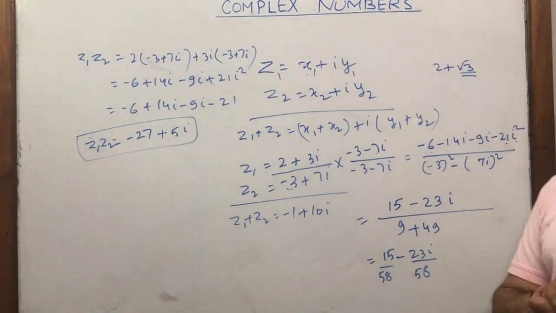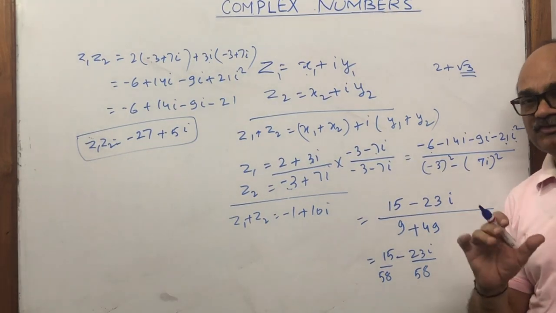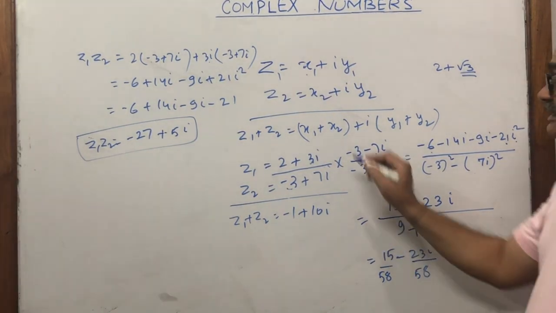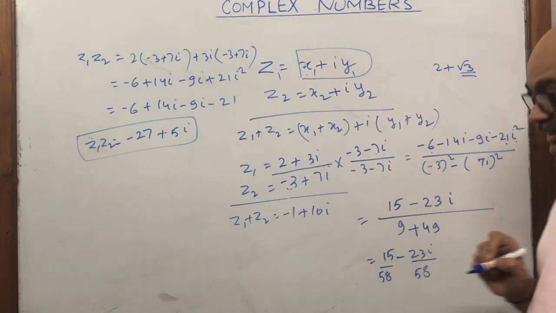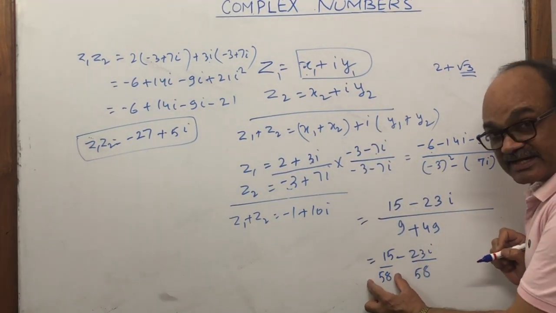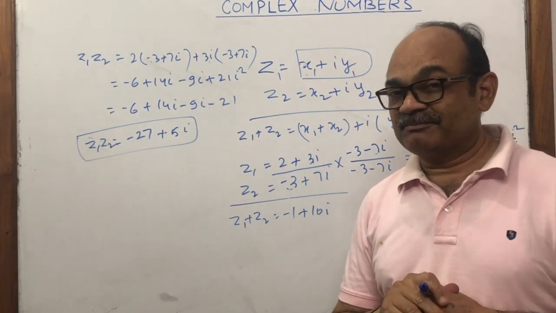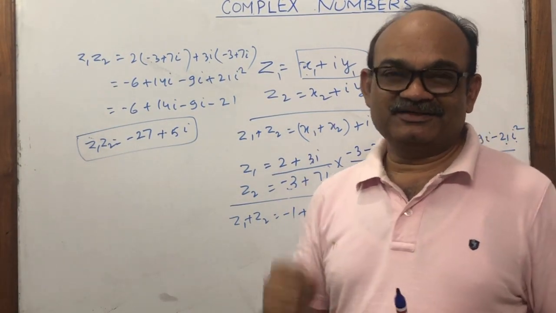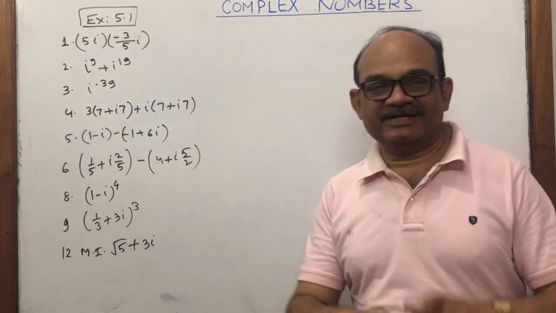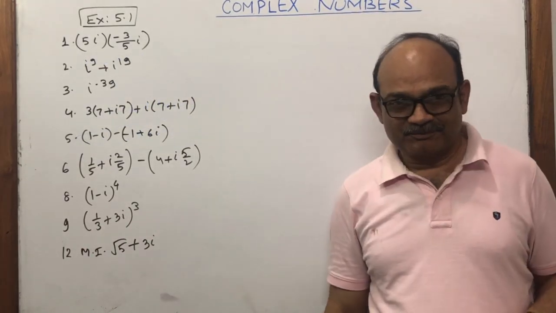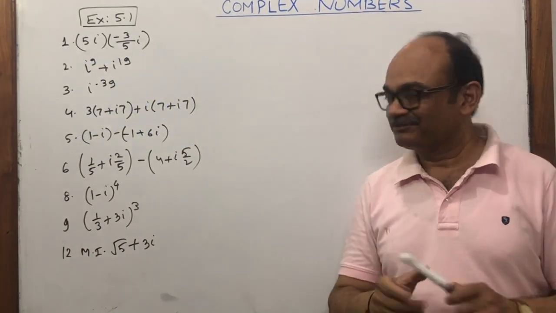These are the standard form of a complex number, that is x plus iota y. Hence always write in the standard form x plus iota y or x minus iota y. So what we have completed: addition, subtraction, multiplication and division. Now we will start exercise number 5.1. Questions based on only iota.